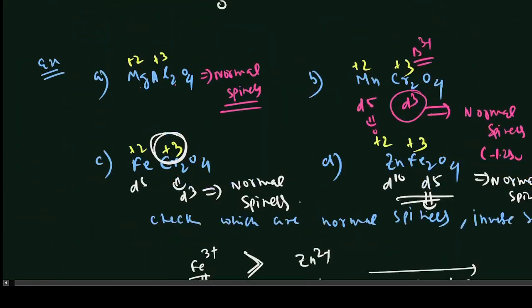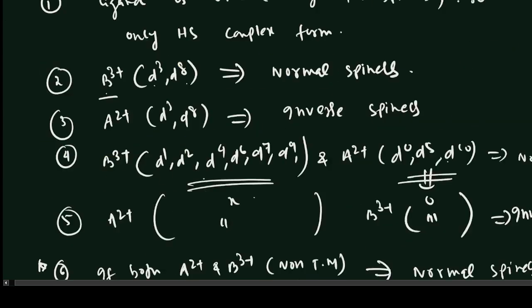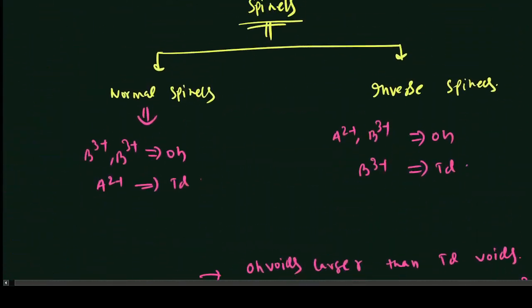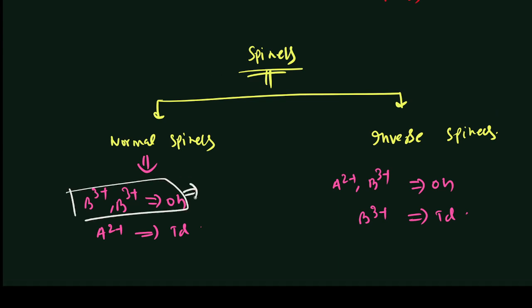And note that, whenever B3+ is going to octahedral sites, the hybridization for an octahedral bond is sp3d2 or d2sp3. So for this the hybridization will be sp3d2 or d2sp3. For a tetrahedral site, the hybridization is sp3.